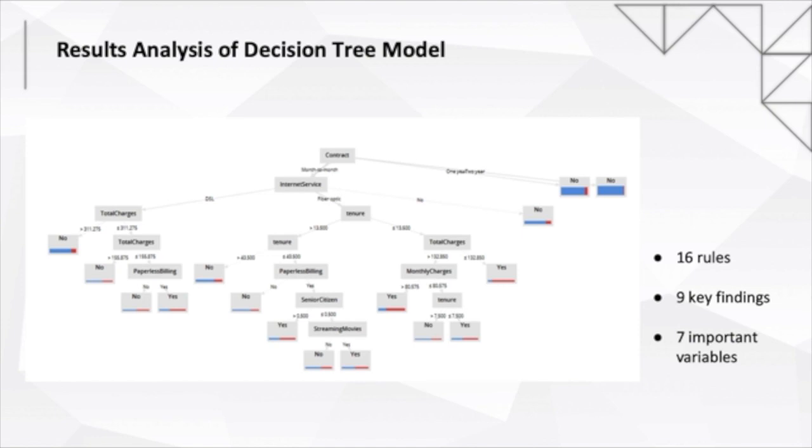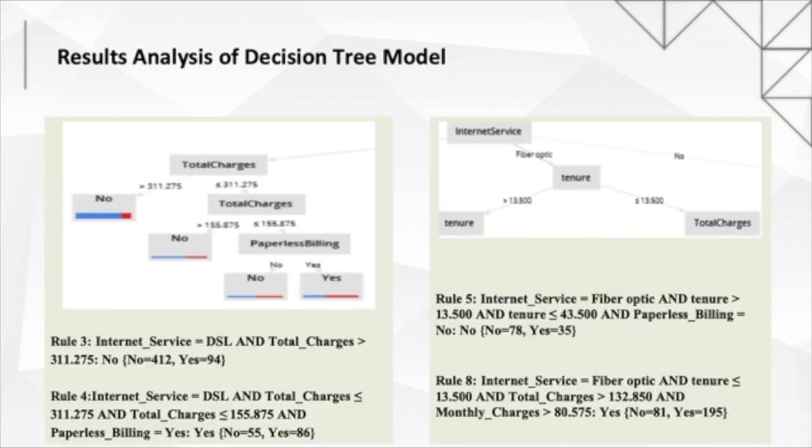To predict whether customers are churned with different situations, we totally identified 9 key rules, and some of them will be talked about deeply later. Also, there are 7 effective variables in predicting customer churn that were identified, which are total charges, paperless billing, tenure, internet service, senior citizen, monthly charges, and streaming movies. Now, I will introduce 4 of our 9 key rules.